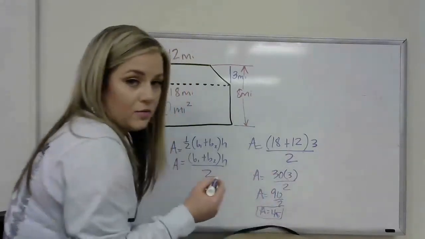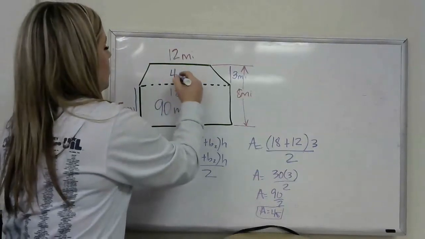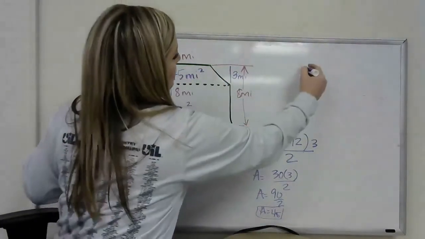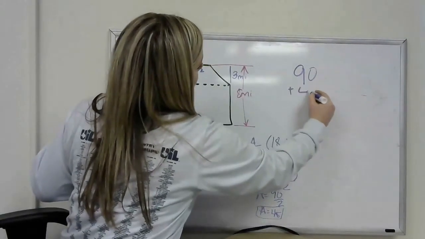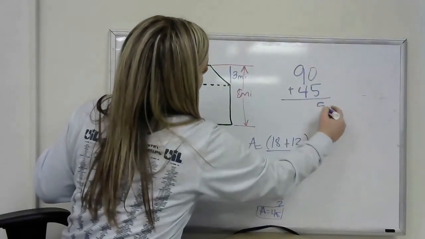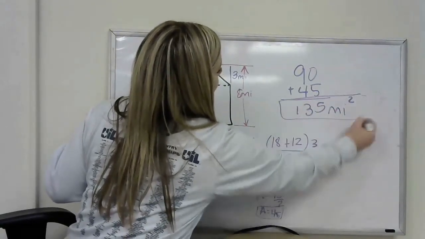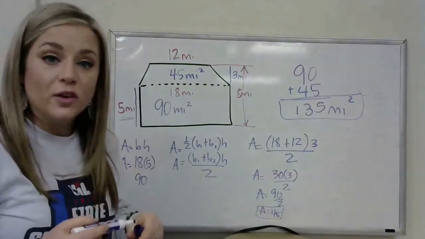Doing that all in my head. Hopefully you work this out. So this is 45 miles squared. We're going to add them together. 90 plus 45 is 135 miles squared. That is our answer. And I hope that you understood.